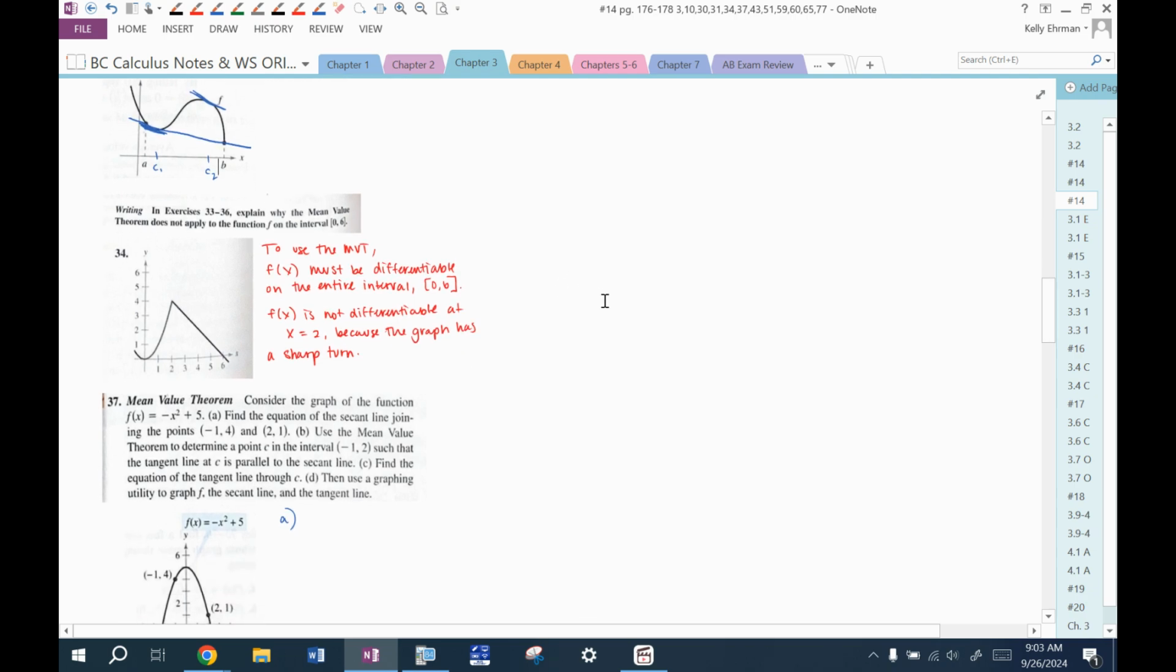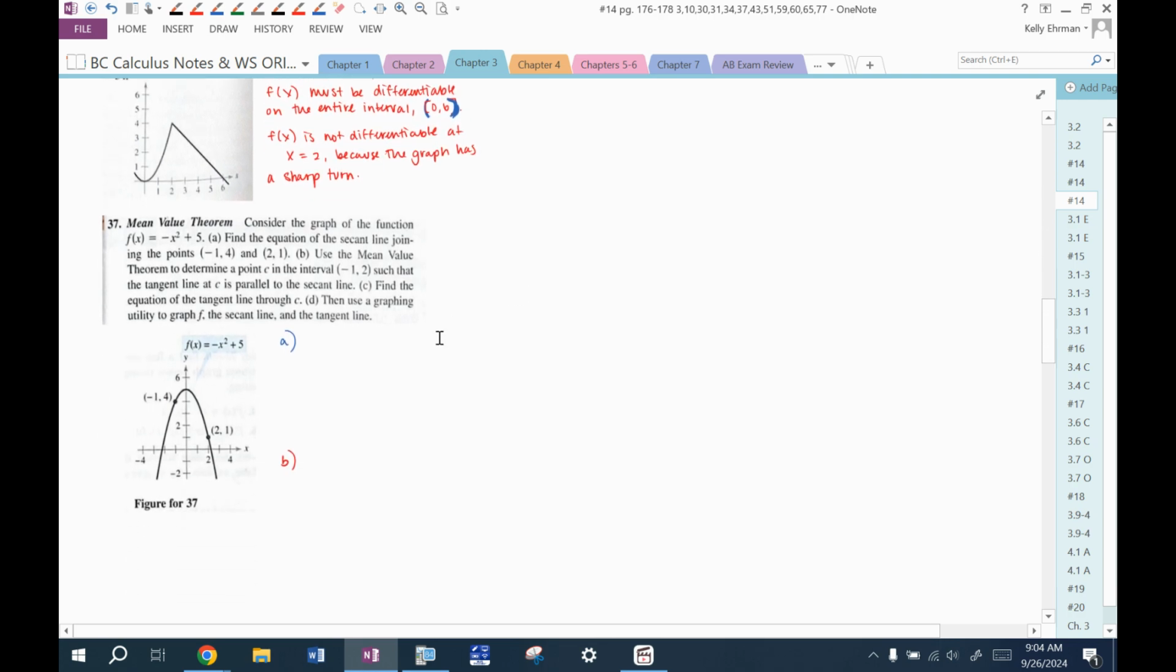I did not erase my explanation for 34, so I'll just talk through this. Explain why the mean value theorem does not apply. So this is like the first problem on the interval 0 to 6. In order to use mean value theorem, f of x must be continuous, which it is, but it must be differentiable on the entire interval. And this should really be the open interval 0 to 6. The endpoints don't matter. So there is a sharp turn at x equals 2. So that means f of x is not differentiable.